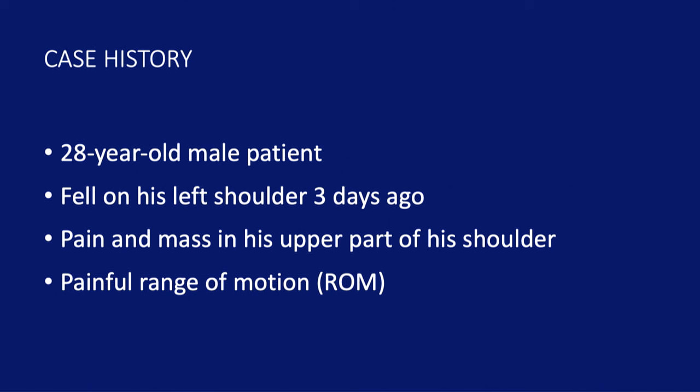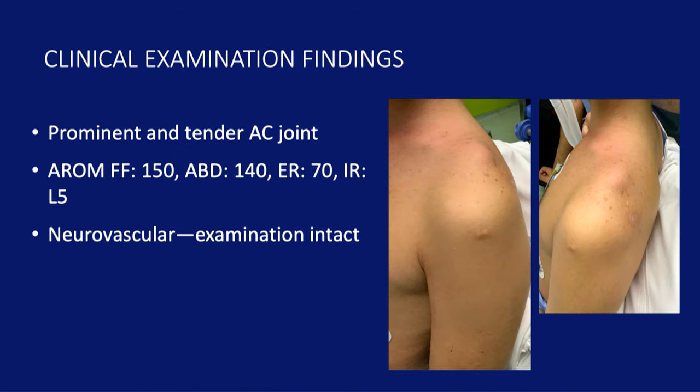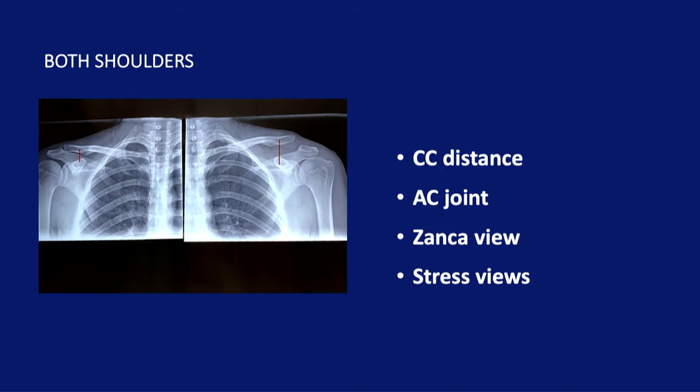Coming to AC joint, he's a 28-year-old male patient, fell on his left shoulder 3 days ago. He has a pain and mass in the upper part of his region. Painful AC joint is there. If you see on X-ray, you should use an X-ray of both shoulders. We can see that there's an increased CC distance and AC joint dislocation is there.